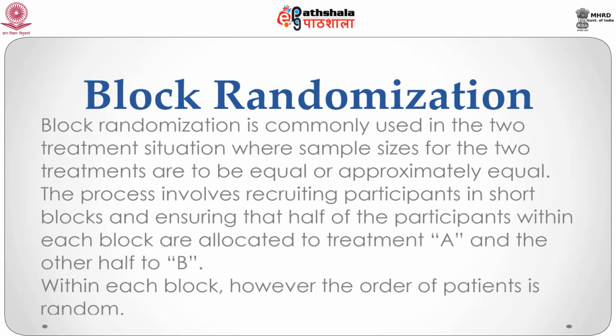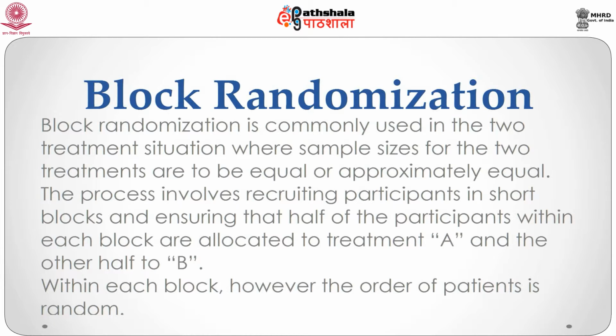When we perform sequential randomization, a common popular technique is block randomization. Block randomization is used in a two treatment situation, for example, when the sample sizes for the two treatments are to be equal or approximately equal. So, here we recruit participants in small blocks and in such a manner that we ensure that half of the participants within each block are allocated to treatment A and the other half to treatment B. Within each block, however, the order of the patients is random.